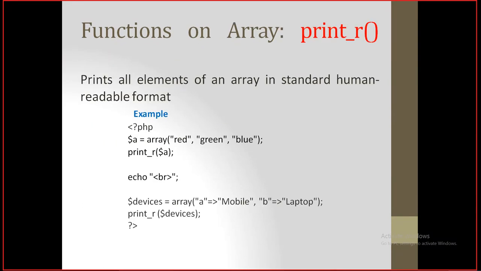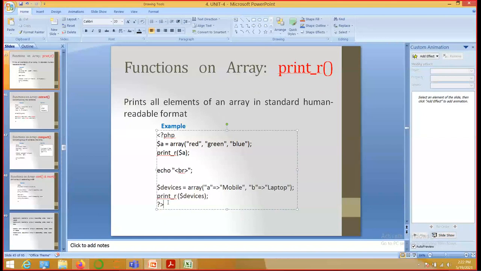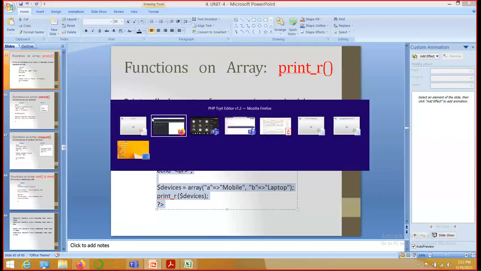What print_r does is simply print all the array elements in a standard format, a format which is human readable. So if we try to execute, we'll see the code as well.